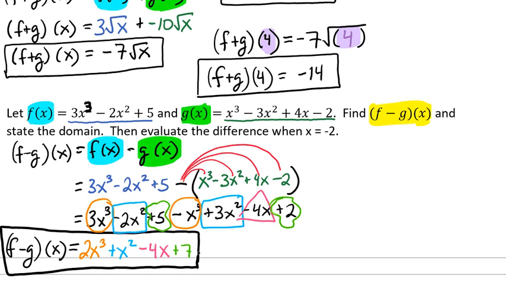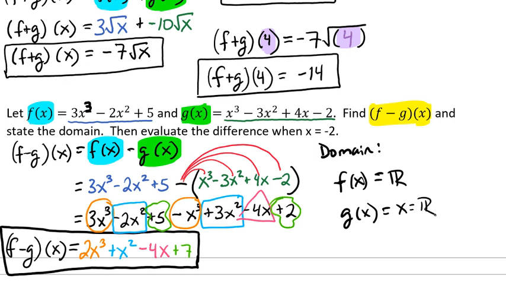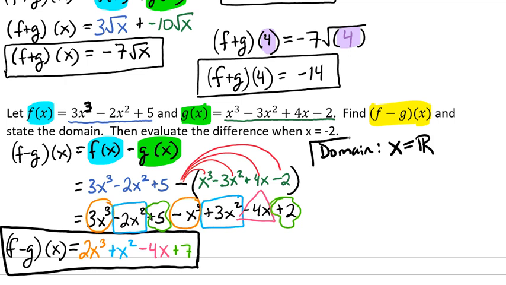Now to find the domain, again remember that the domain consists of all real numbers that are common to the domain of f and to the domain of g. So if we look at the domain of f, that's a polynomial. So it's all real numbers. And again, we have a polynomial for g of x. So here we'll have x equals all real numbers. So our domain for the difference is going to be x equals all real numbers, because that's what they both have in common.